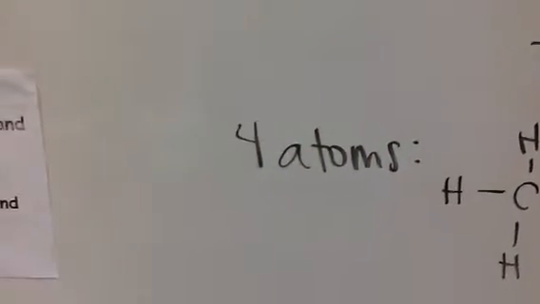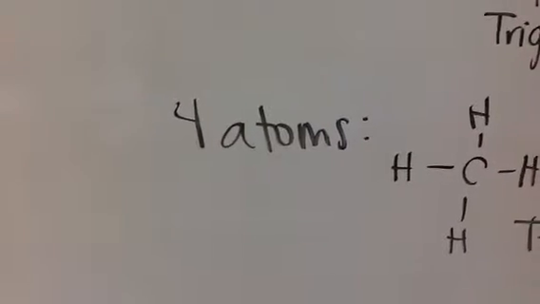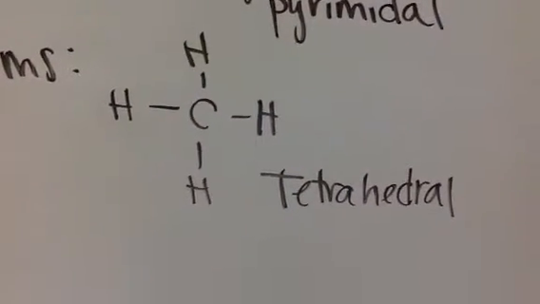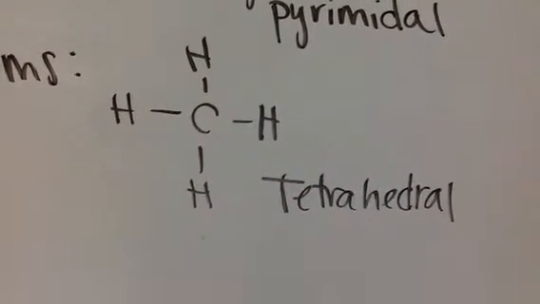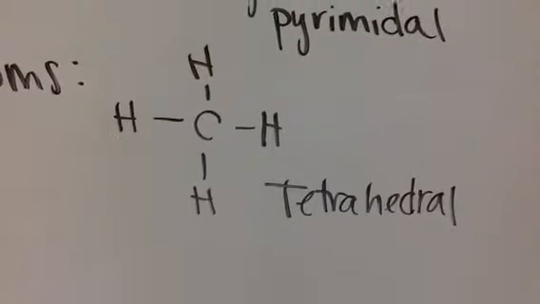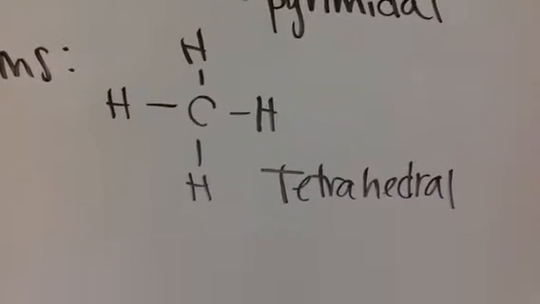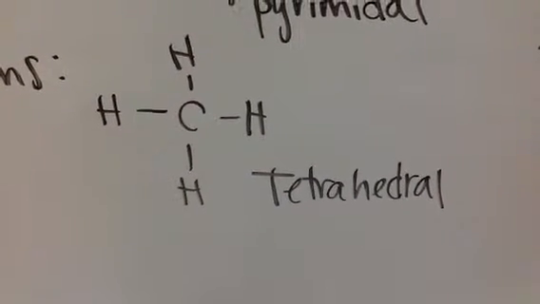The last situation is if you have 4 atoms coming off of it. We don't need to know any more than 4, although there are more that exist. This would be something like methane. It has 4 atoms coming off with no lone pairs. That is tetrahedral. Tetra is the root word, the prefix for 4. 4 atoms.